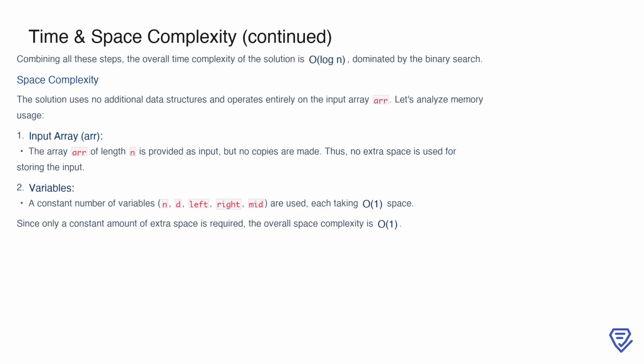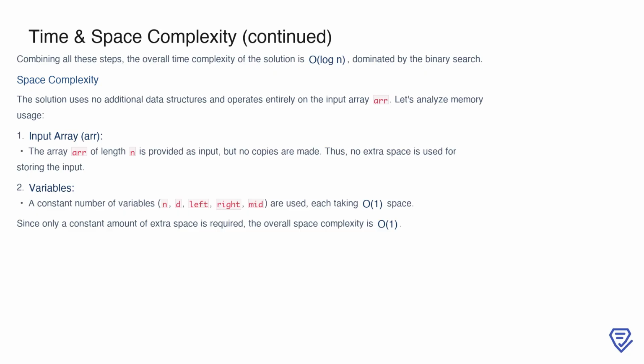Now, let's look at the space complexity. The solution operates directly on the input array without creating any additional data structures. The array ARR is provided as input, and no copies or modifications are made, meaning it does not use any extra space for the input. Additionally, the algorithm only uses a constant number of variables such as n, d, left, right, and mid to perform calculations and manage the binary search. Each of these variables occupies a fixed amount of memory, regardless of the size of the array. As a result, the space complexity of the solution is O(1), as the memory usage remains constant regardless of the input size.